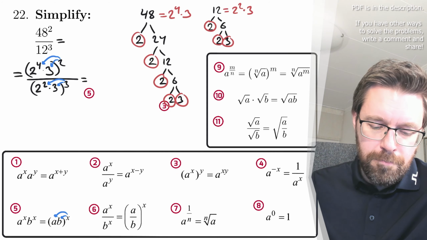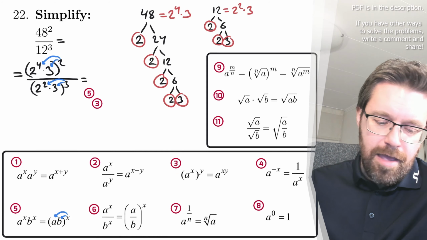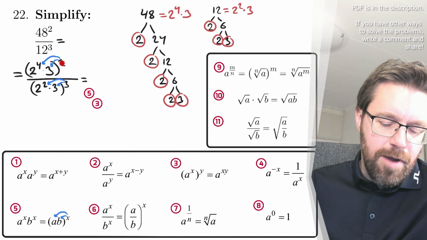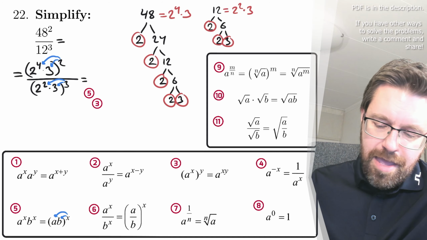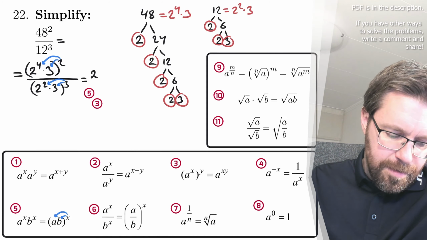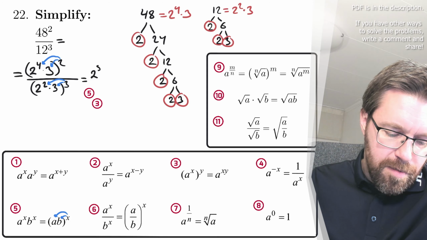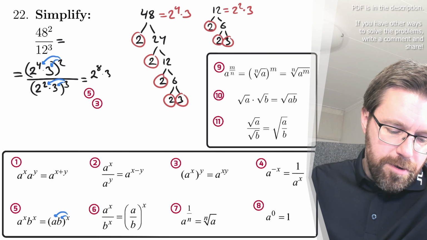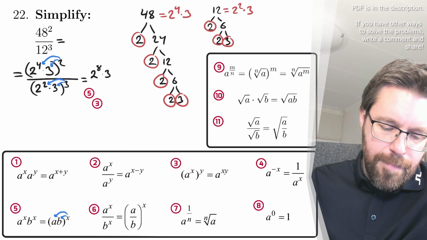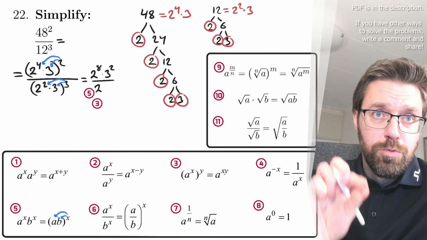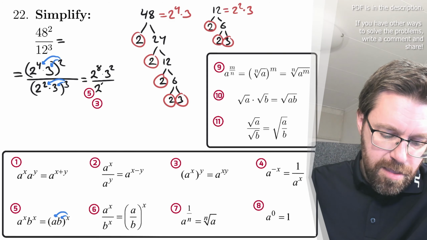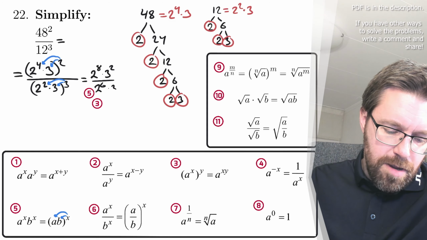So we combine these rules. So 2 raised by 4 raised by 2, we write it like 2 raised by 8. 4 times 2 equals 8. So this. And then times 3 raised by 2 divided by the same thing. 2 raised by 2 times 3 equals 6. And then 3 raised by 3.